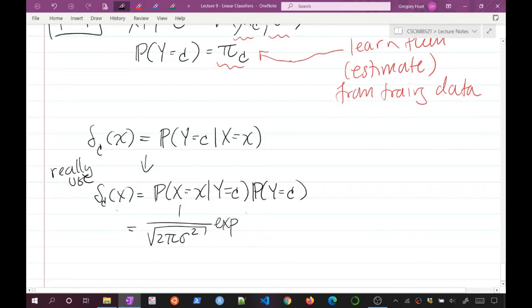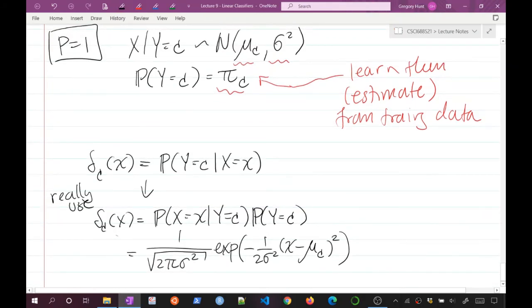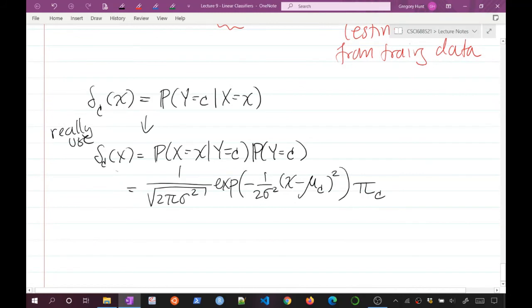So here is my normal distribution with a mean mu c. All right, that's the canonical normal distribution. Let's see, 2 pi sigma squared. Yep, that seems about right. And then the probability y is equal to c, we just call pi c. And so that's all cool.